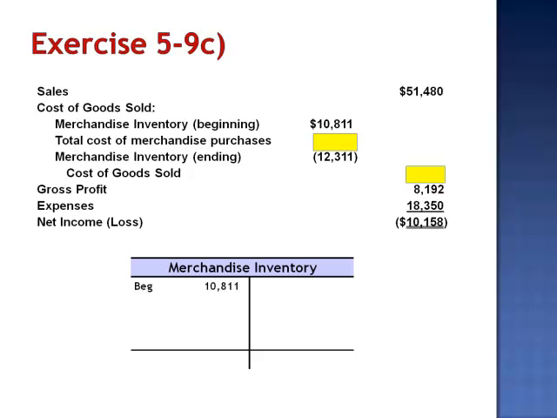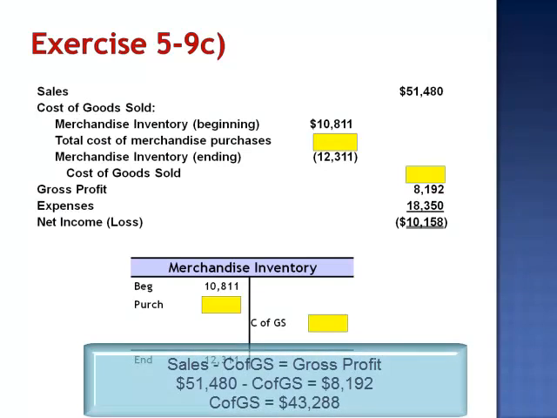Beginning inventory $10,811 plus the amount of our purchases, which at this point are unknown. Ending inventory $12,311 and cost of goods sold also unknown. So for letter C, we have to solve this one working backwards. We know that sales minus cost of goods sold equals gross profit. Sales of $51,480 minus cost of goods sold equals gross profit $8,192. $51,480 minus $8,192, cost of goods sold is $43,288.